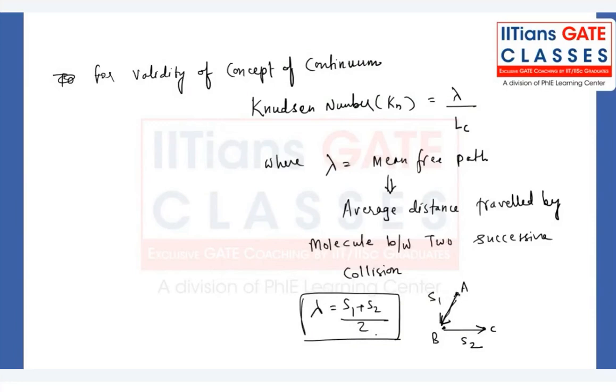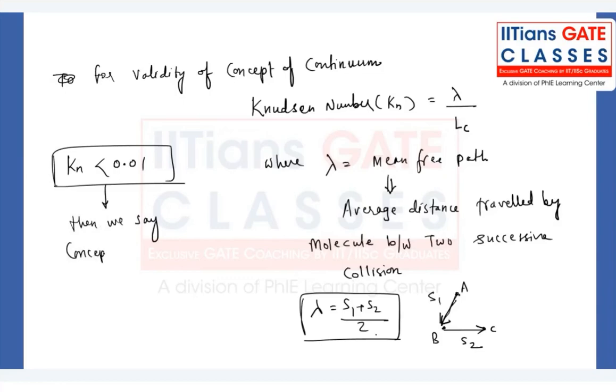If they are jumping from here to here, B to C, A, B, C, even that is not able to significantly highlight the gap. That means lambda is very, very less as compared to the system characteristic length. In that case, when the Knudsen number is less than 0.01, then we say the concept of continuum is valid. Otherwise, if the Knudsen number is more than 0.01, what is going to happen?